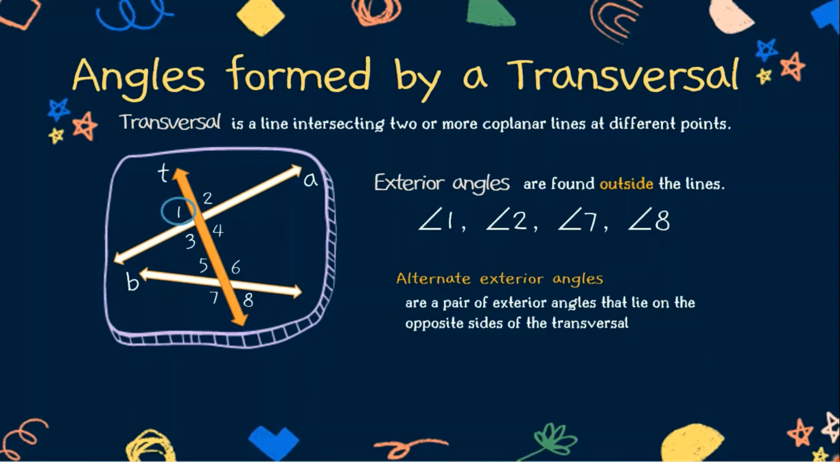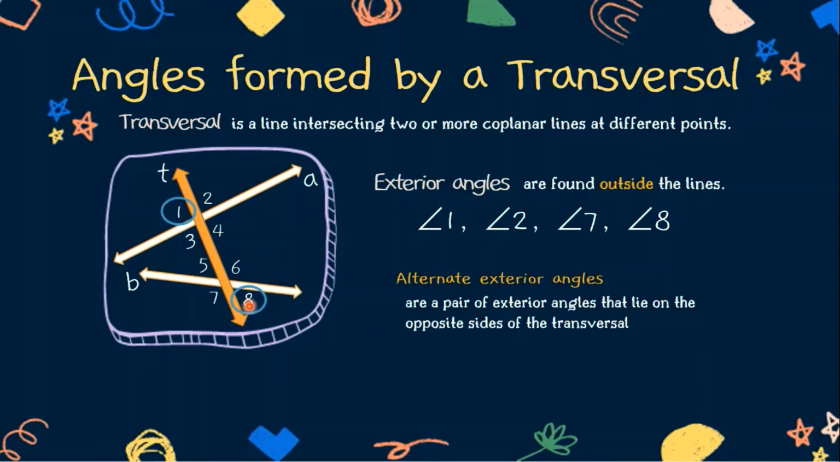First, we have angle 1. Ito ay nasa left side ng transversal. Yung kanyang alternate exterior angle na kapares ay angle 8. Exterior angles lamang yung ating tinutukoy dito. Hindi muna natin tinutukoy yung mga interior angles. So, magpo-focus lang tayo sa 4 na angles na ito, angle 1, 2, 7, and 8.